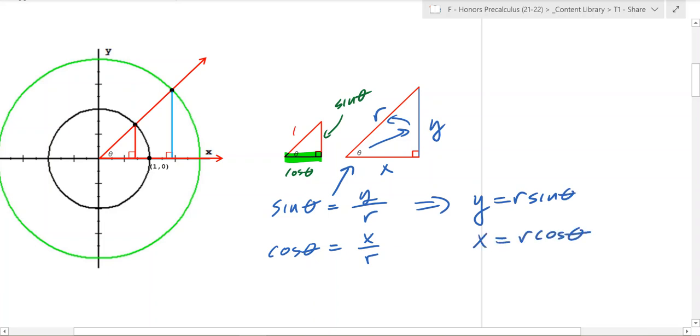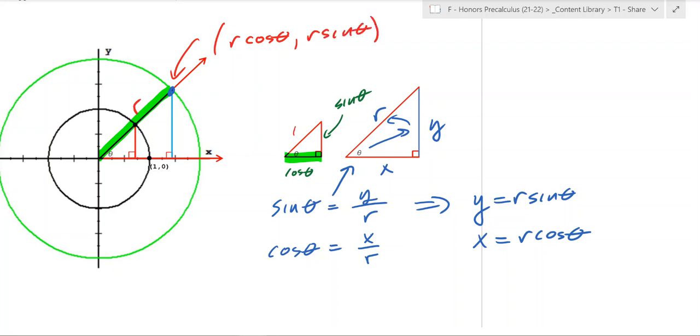So all that happens is an r gets put out front. So this point right here, when this right here is r, that point right there is just going to be r cosine theta, comma, r sine theta. And it worked before because r was 1.